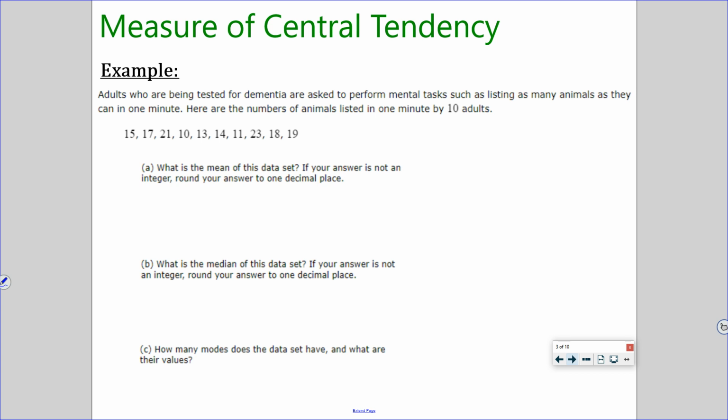So I look at my lowest number, which is 10, 11, and I got 13, 15, 14. Thank you. 14, 15, 17.